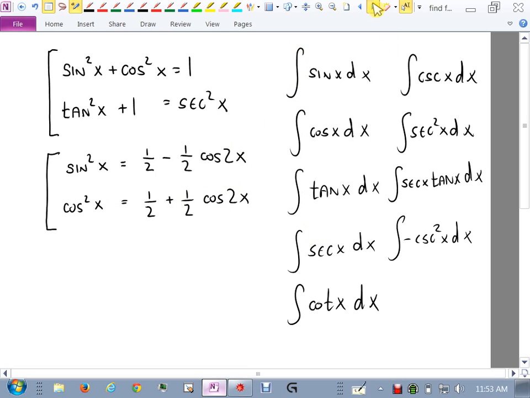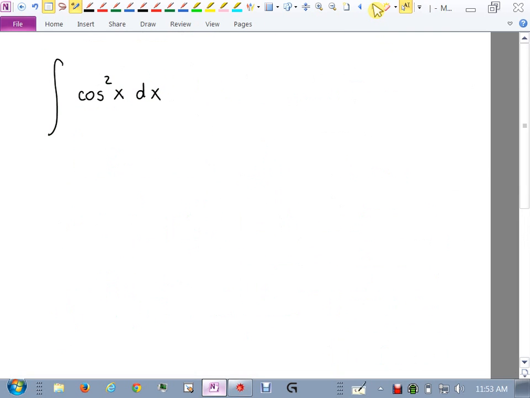So let's take a look where we are here. Application of the formula. Now, some books call it the power reducing formula. Some books call it the half angle formula. I always like power reducing. It just makes more sense to me that way. You're reducing the power, right?